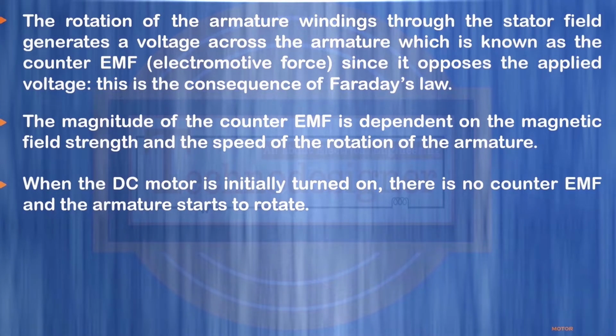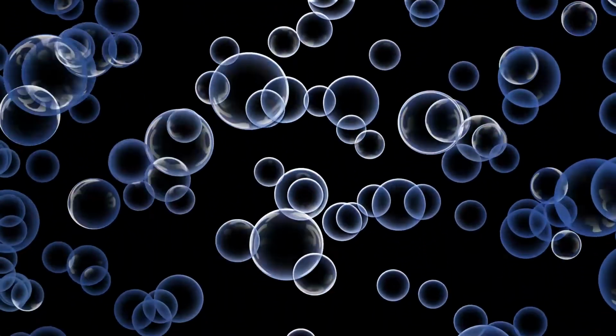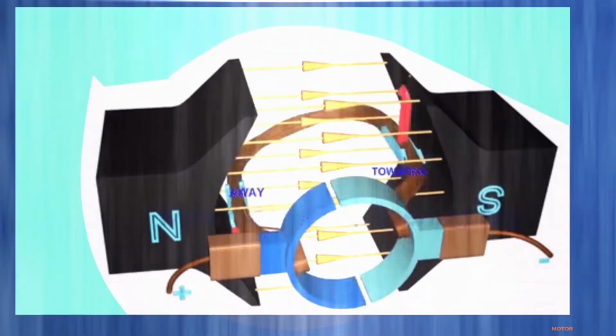When the DC motor is initially turned on, there is no counter EMF and the armature starts to rotate. The counter EMF increases with the rotation. The effective voltage across the armature windings is the applied voltage minus the counter EMF, as shown in the figure. The figure shows the inside of the DC motor. In this figure, the magnetic field is moving from north to south pole.